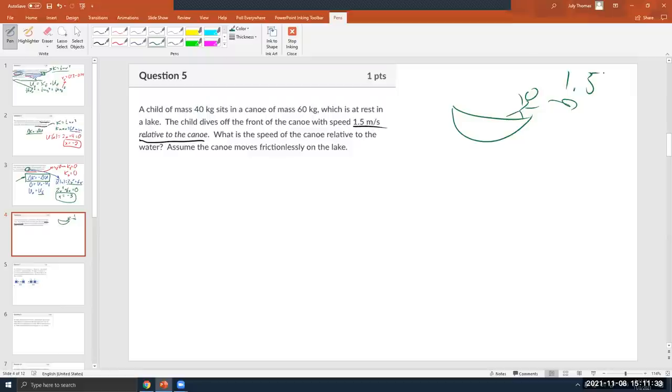Kid jumps in with 1.5 meters per second of speed relative to the canoe. So let's think about what his speed would be relative to the water if we knew how fast the canoe was moving. If I knew that the canoe was moving to the left at 1 meter per second, and the kid is moving 1.5 meters per second away from the canoe, but the canoe is moving away from him at 1 meter per second, what is his speed relative to the water? Good, 0.5.